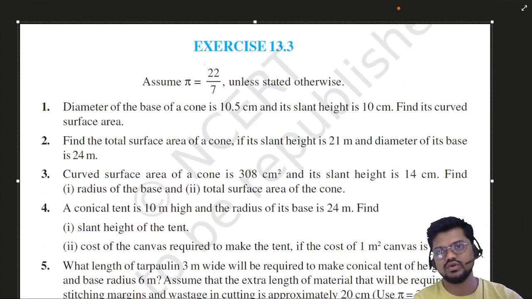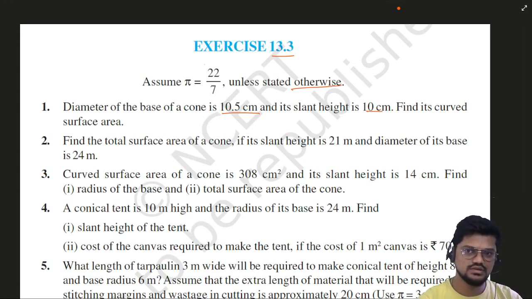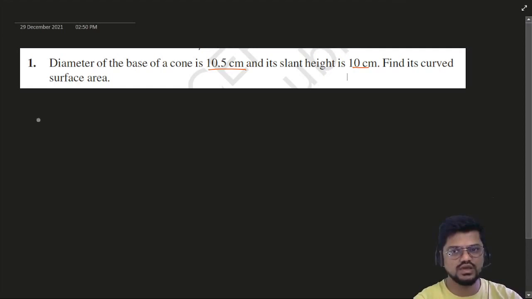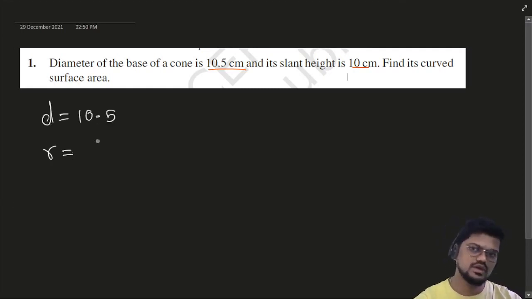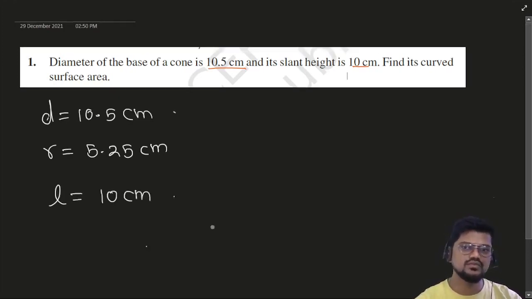Now what do you have over here? Exercise 13.3. Here, pi equals 22 by 7 unless stated otherwise. The diameter of the base of a cone is 10.5 centimeter and its slant height is this. Find its curved surface area. This is a very easy question. They have given the diameter, 10.5. Then what would be the radius? 5.25 centimeter. And the slant height they have given is 10 centimeter. Find its curved surface area.